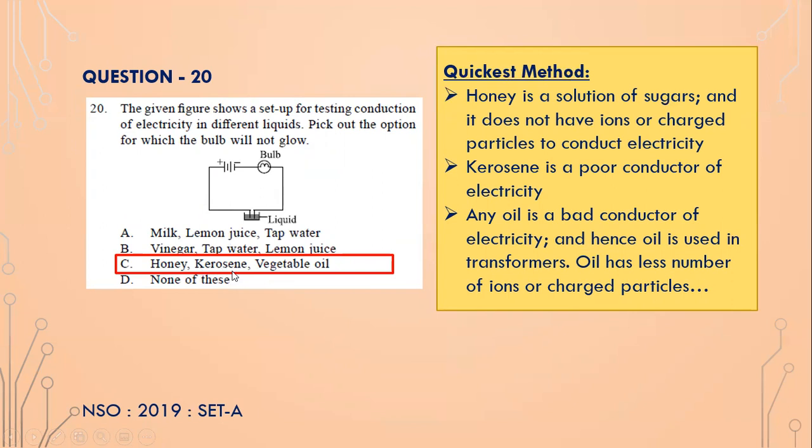Similarly, kerosene also is a bad conductor of electricity. Vegetable oil also doesn't have any ions or charged particles. So vegetable oil also is a bad conductor, and that's why in big transformers, they use oils as insulators.